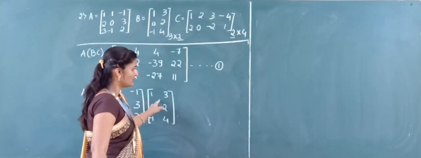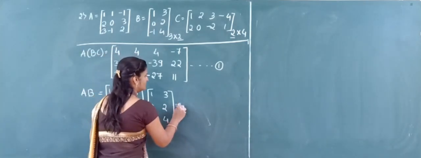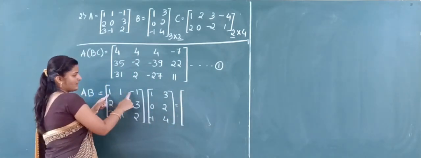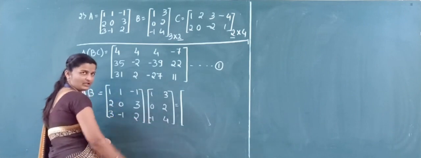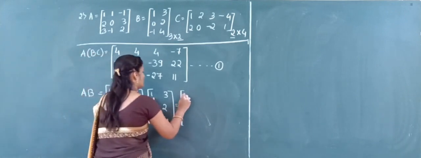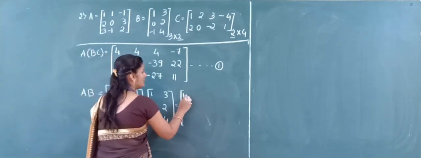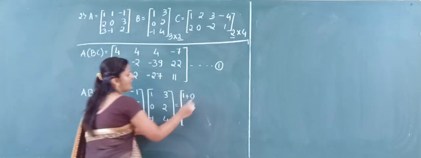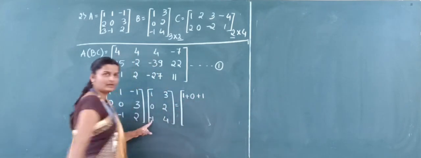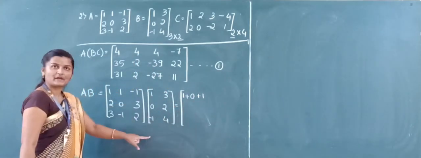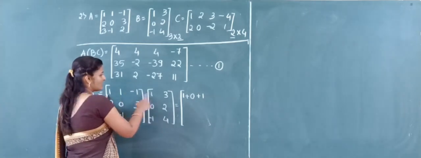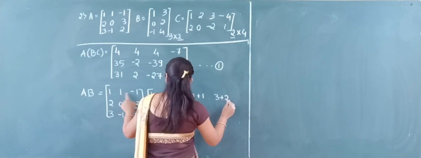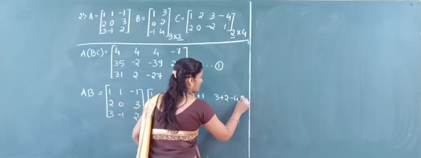So, A into B. I will write here only. For next, I will take that. 1, 1, minus 1, first row to the first column: 1 into 1, 1, 1 into 0, 0, minus 1 into minus 1, plus 1. First row, second column: 1 into 3, 3, 1 into 2, 2, minus 1 into 4, minus 4.